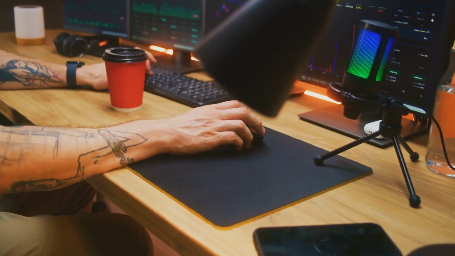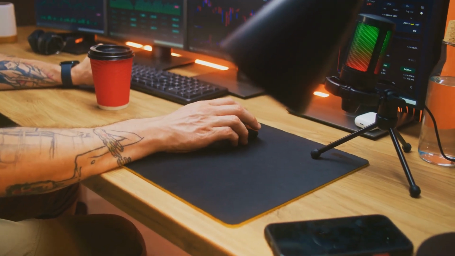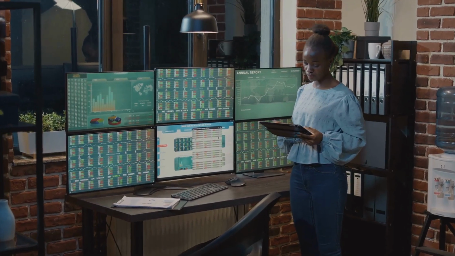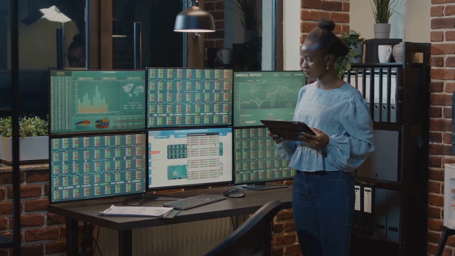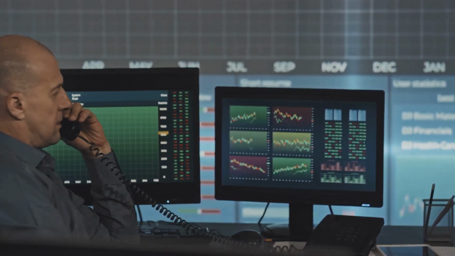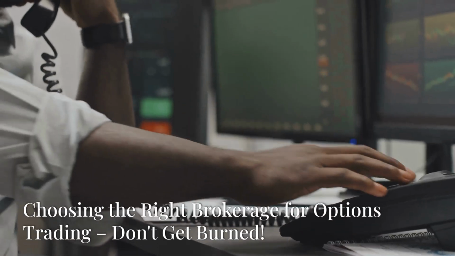Today we're talking about actually getting started with trading options, like actually placing those trades. We'll cover everything from finding the right brokerage to navigating option chains and executing your trades. So, buckle up because this is where the rubber meets the road and we're diving right in.